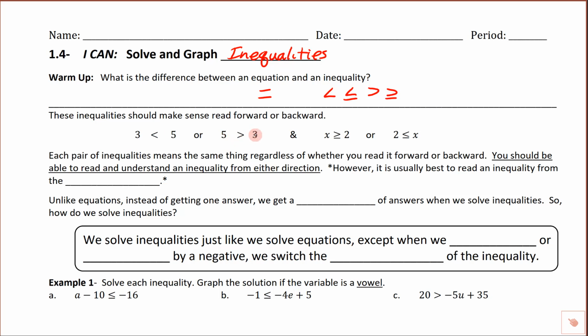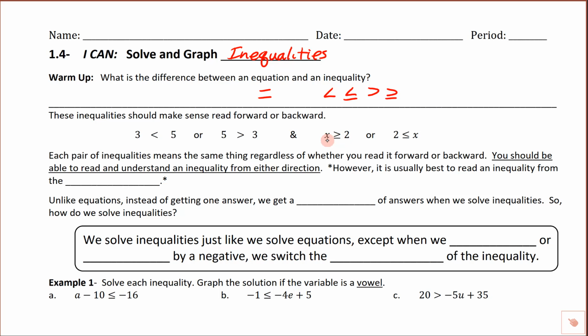Now watch what happens when I read these backwards. This is 3, it's on the less than side, so 3 is less than 5, and this is 5 is greater than 3. Both of them true regardless of which direction you read them. And then this one right here, x is greater than or equal to 2, or 2 is less than or equal to x. I'm going to read this backwards, and you'll notice that I'm going to say the same thing that I did before. x is greater than or equal to 2, 2 is less than or equal to x.